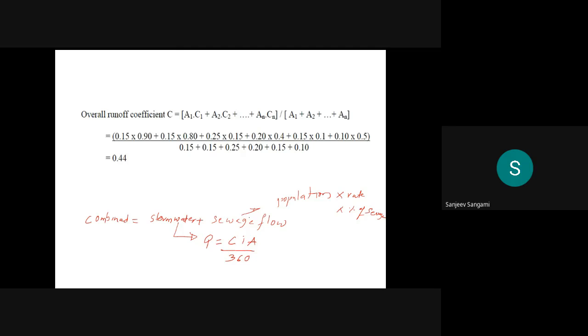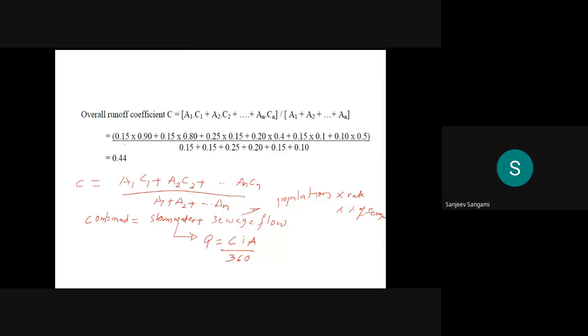So now first we will calculate the runoff coefficient, that is C. What he has asked is that first we have to calculate C, then use the formula A1 C1 plus A2 C2 up to An Cn, divided by A1 plus A2 up to An.